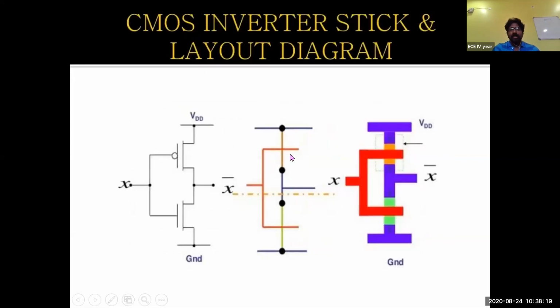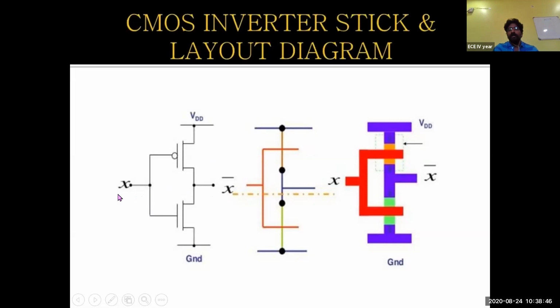And coming to the CMOS structure or the CMOS inverter, stick diagram and also layout. So here, this is a CMOS inverter. We know that it's a combination of PMOS and NMOS, and this is the input part and this is the output part. Since it will always generate a negation or complement of an input, if the input is X here, we'll get X bar as the output.